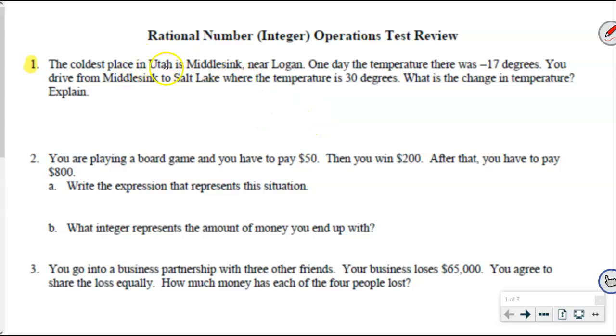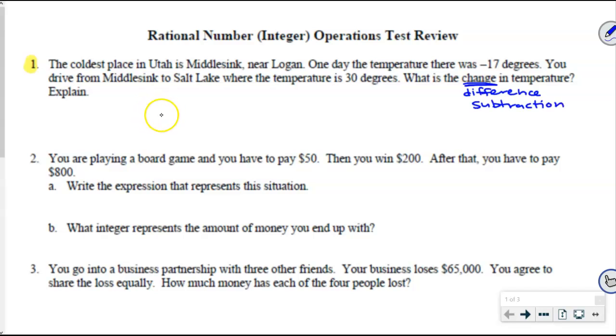The coldest place in Utah is Middle Sink, near Logan. One day the temperature there was negative 17 degrees. You drive from Middle Sink to Salt Lake, where the temperature is 30 degrees. What is the change in temperature? When I'm asking for the change, I'm asking what's the difference? When I'm asking what's the difference, that's your clue that this is a subtraction problem.